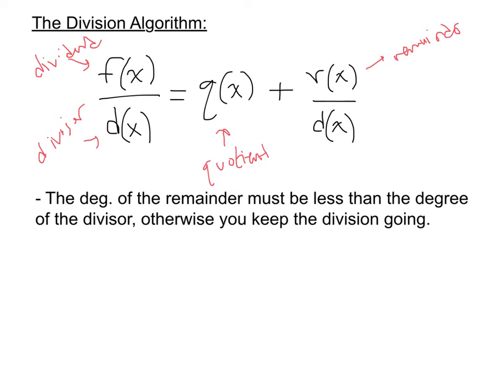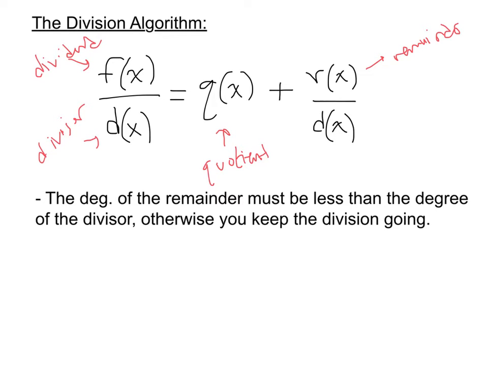So the algorithm is just a fancy word for a step-by-step process or procedure. You're going to keep going. You say this goes into this how many times, and then you multiply, and then you find a new term, and then you keep going with your long division until this polynomial, r, has a degree that's less than the divisor. Once that occurs, that's when you know to stop. If you go back to the numbers, you'll see that the remainder is less than the divisor. Well, with polynomials, the remainder has to have less of a degree than the divisor. So similar concept, just a few different terms.